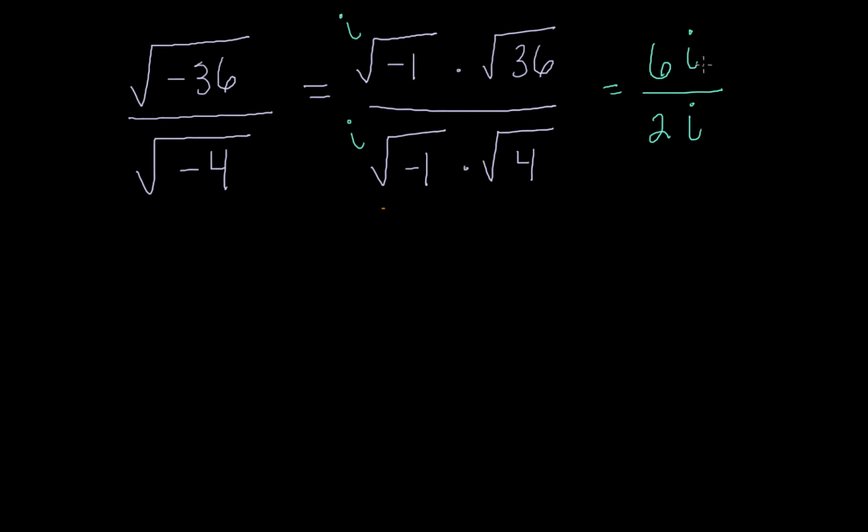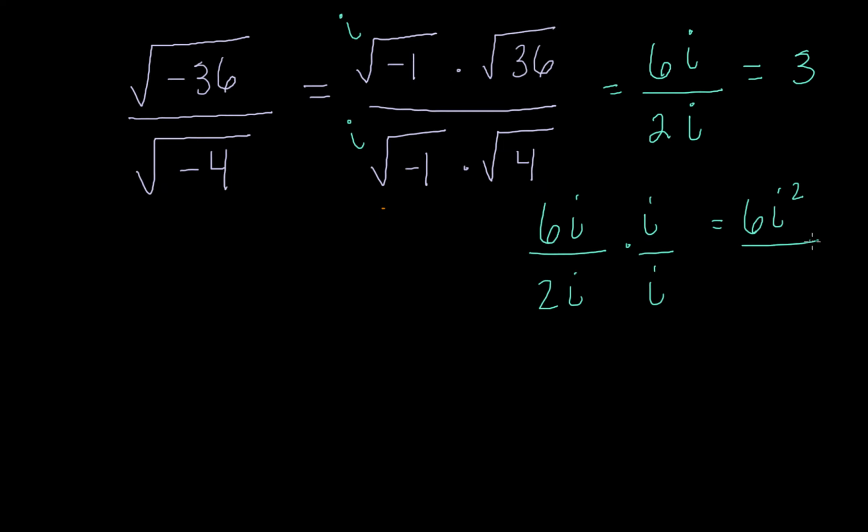In this case, you have an i on the top, an i on the bottom, so that can be simplified to just plain 3. And let's take a look. 6i divided by 2i. We multiply that by i divided by i. We get 6i squared divided by 2i squared, which would give us a negative 6 divided by a negative 2, which is a positive 3.